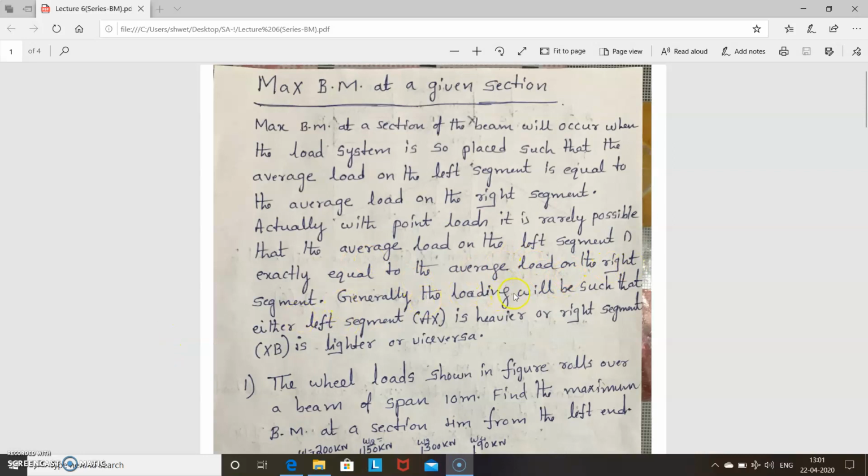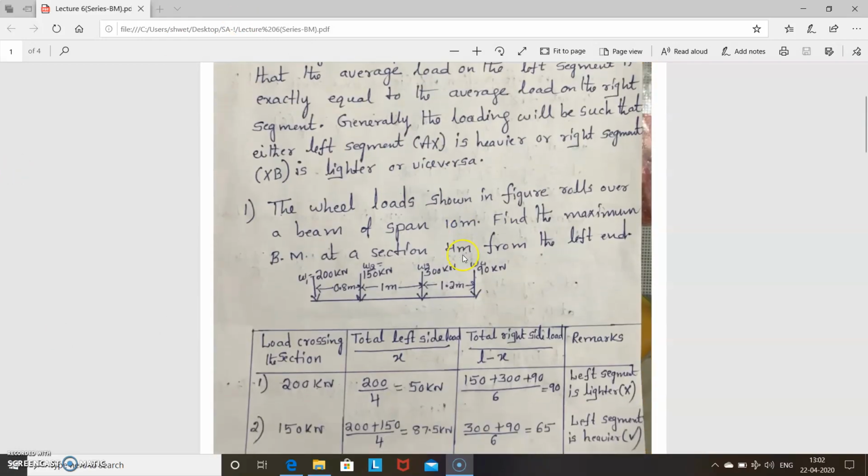Usually what happens is the loading will be such that either the left segment is heavier and the right segment is lighter, or the right segment is heavier and the left segment is lighter. It never happens that the average load on the left segment is exactly equal to the average load on the right segment. This is how you have to think. We will solve one problem, then you will understand.